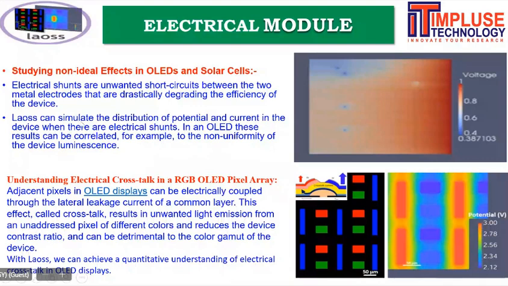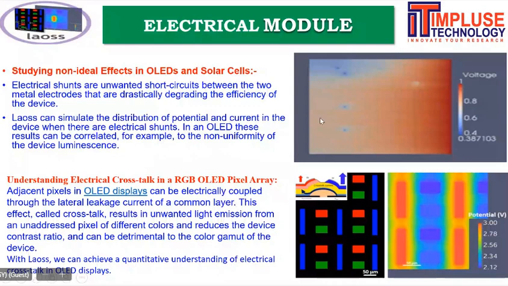This LAOSS can also simulate the distribution of potential and current inside the whole device: at which particular regions you are getting the maximum current, or which particular regions you are getting less current. So this kind of thing can be done, and the result can be correlated.